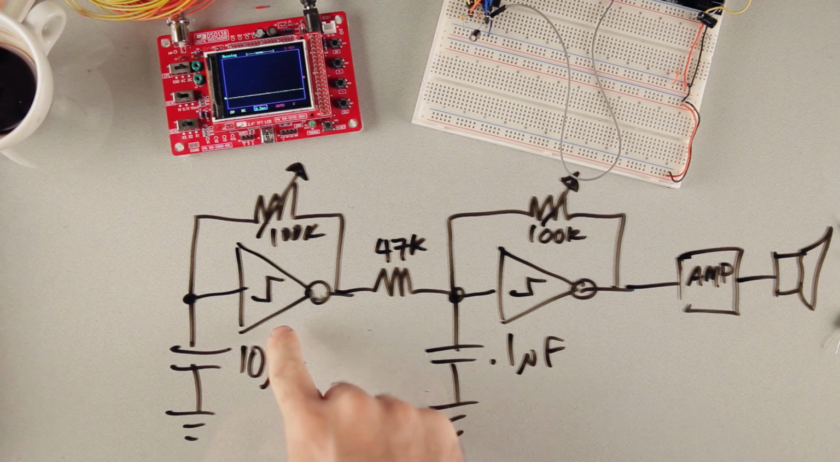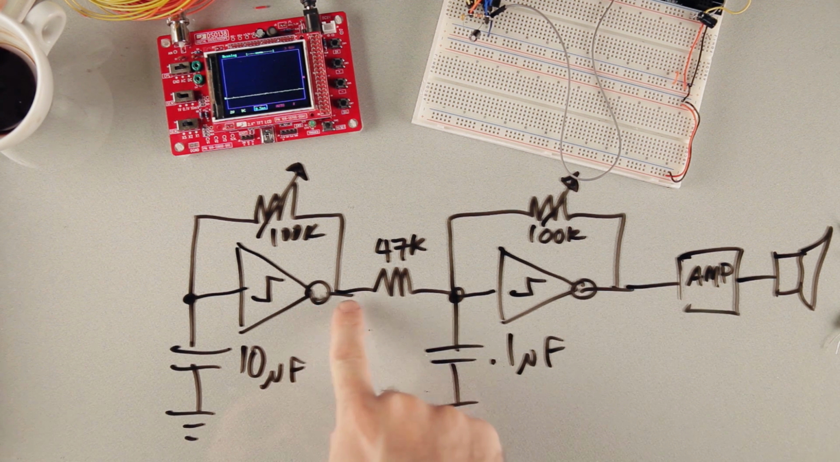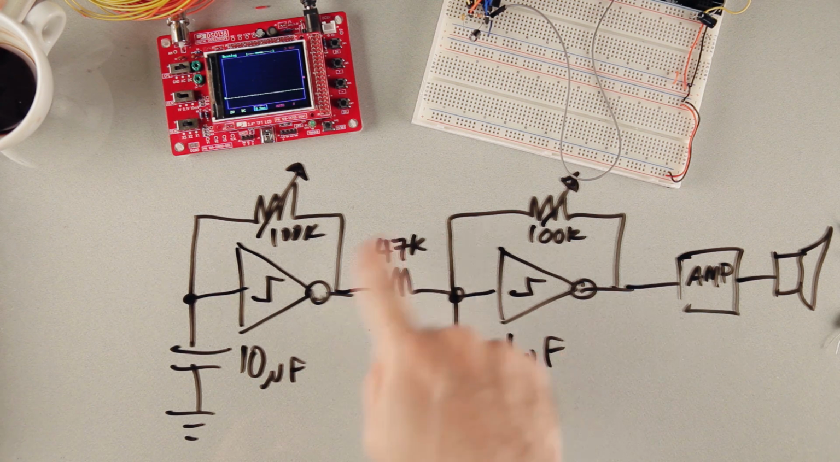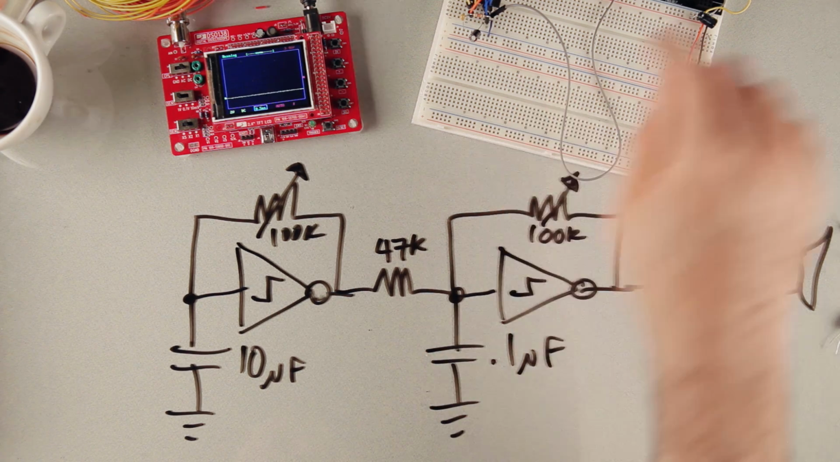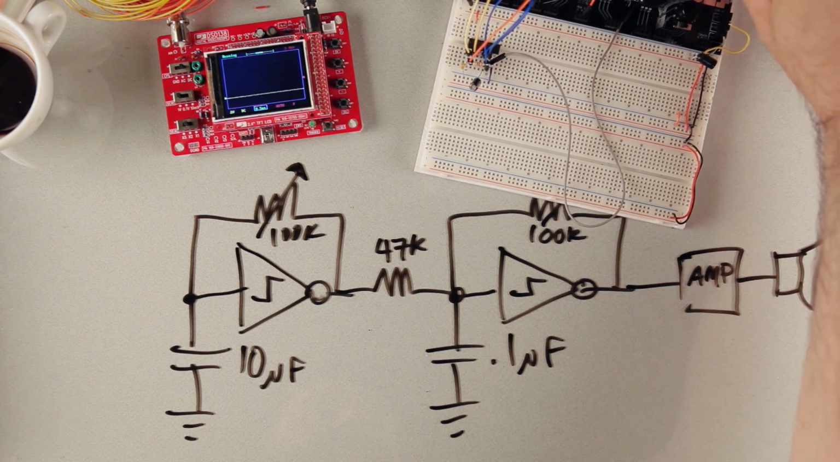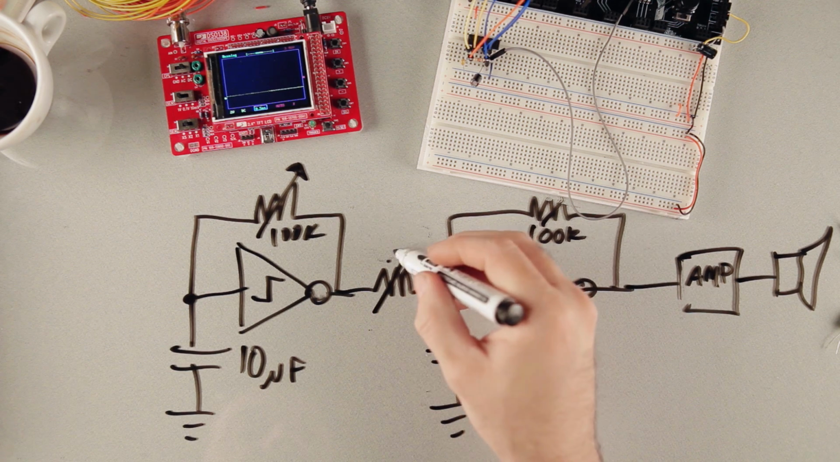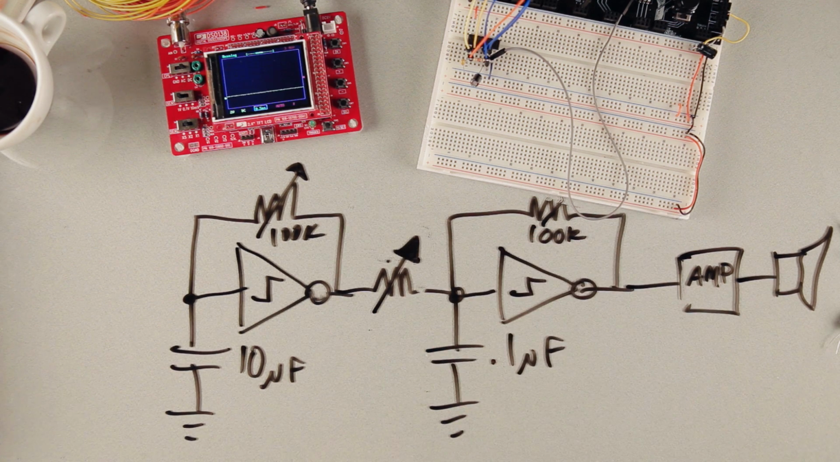So I have my low frequency oscillator here. This is my audio oscillator, and the low frequency is feeding into the audio oscillator through a 47K resistor. And as you can hear again, that's making the pitch go up and down. Now, we can replace that 47K with a potentiometer.